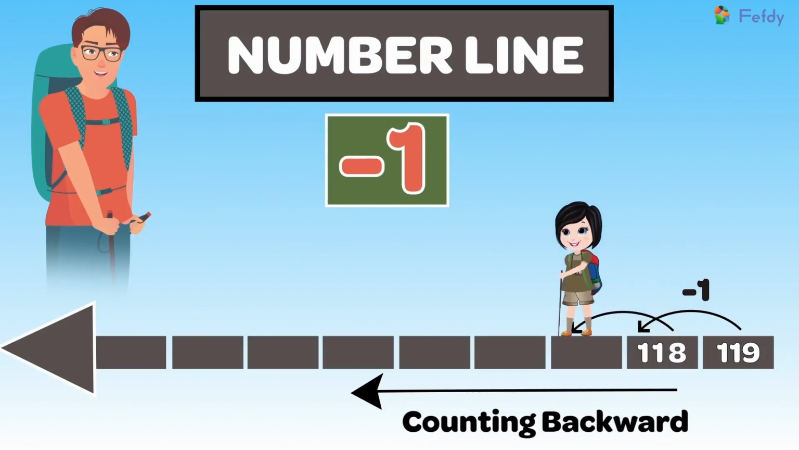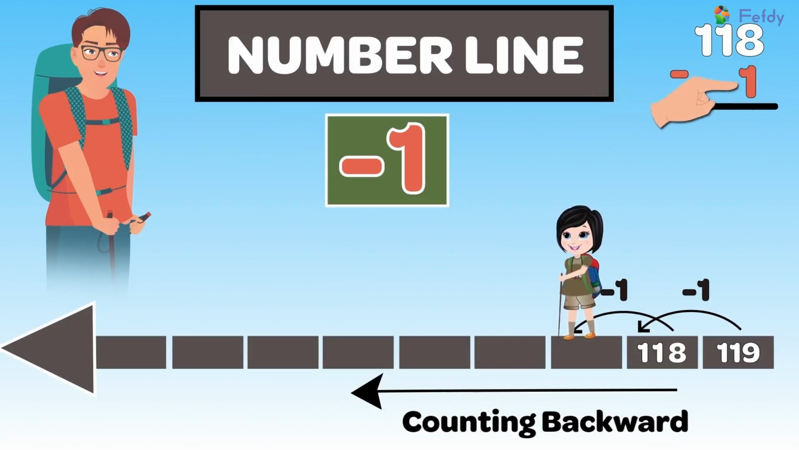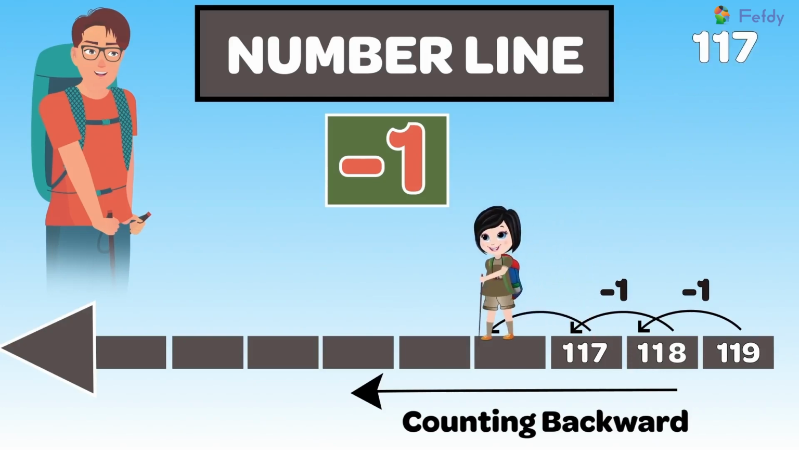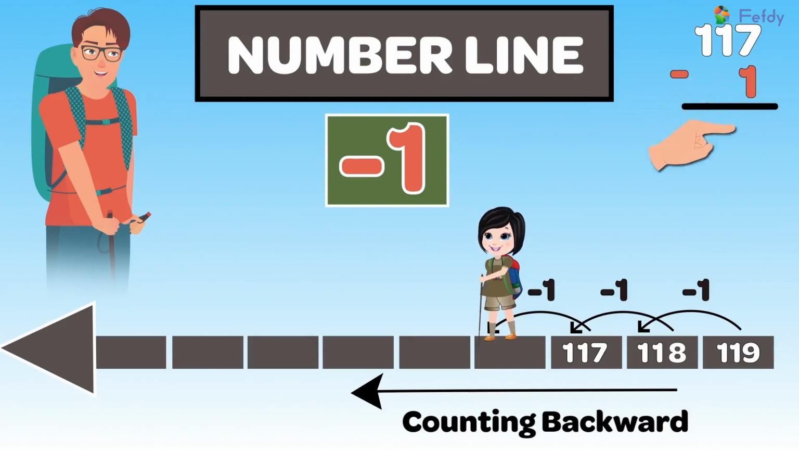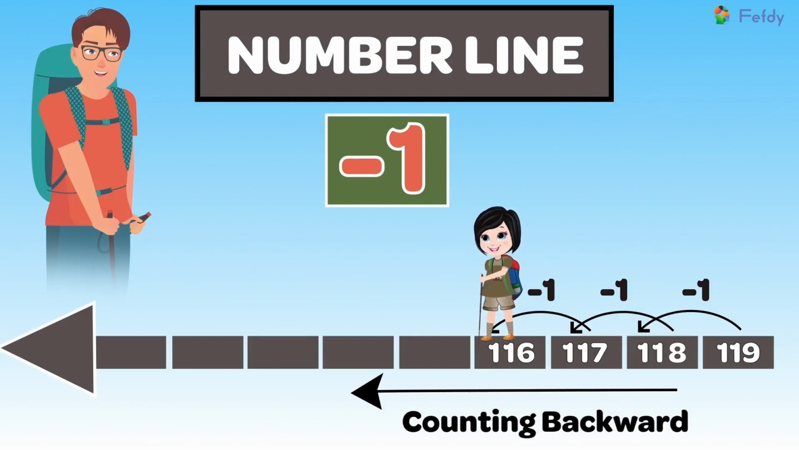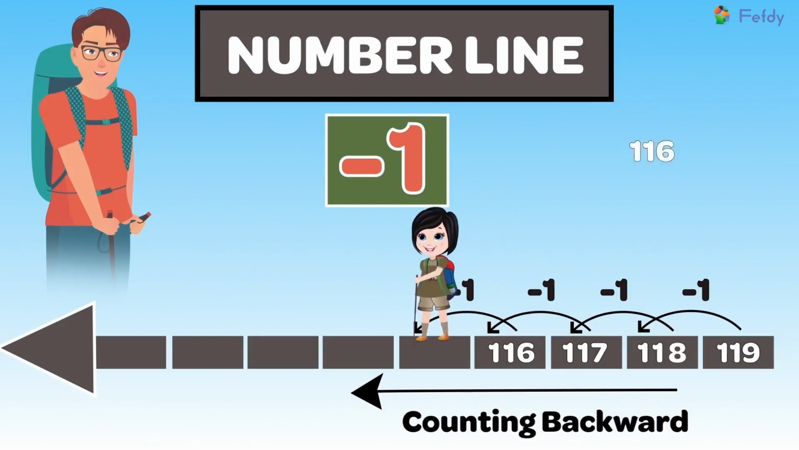118. Likewise, 118 minus 1, 8 minus 1 is equal to 7. 117. 117 minus 1, 7 minus 1 is equal to 6. 116. 116 minus 1, 6 minus 1 is equal to 5. 115.